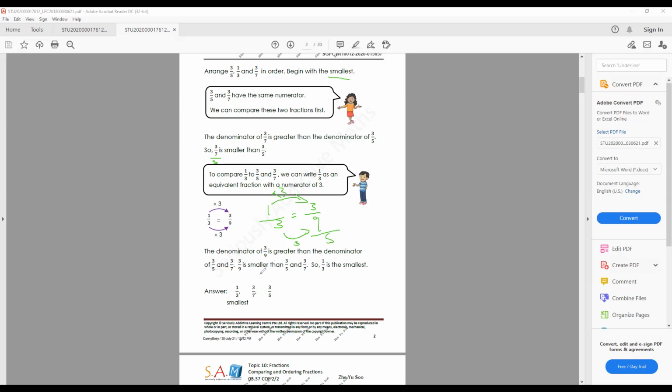Okay, and so the way to arrange this would be 1/3, which is 3 out of 9, the smallest, followed by 3 out of 7, followed by 3 out of 5, which is greatest. Got it? If you still don't get it, you might want to listen back again. If not, we will move on to the next question.